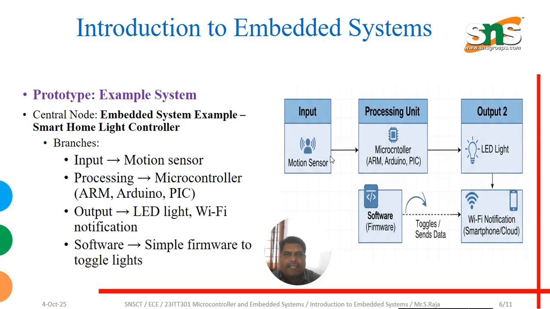For this, I give the input as a motion sensor. The processing unit may consist of an ARM processor, Arduino processor or PIC microcontroller. Then the output will be an LED light or a Wi-Fi notification. Then the software is used to control either sending data to a mobile phone or receiving data from the mobile phone. So this part is very important for any system design.